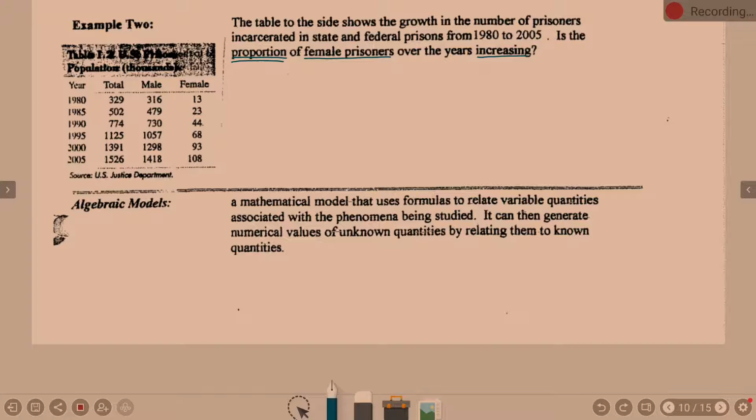But if we're talking proportion, what do we have to do? We have to look at it in comparison to the total number of prisoners, right? So yes, we're going to examine female prisoners, but is it increasing along with the total? Is it increasing more than the total? Is it increasing less than the total?